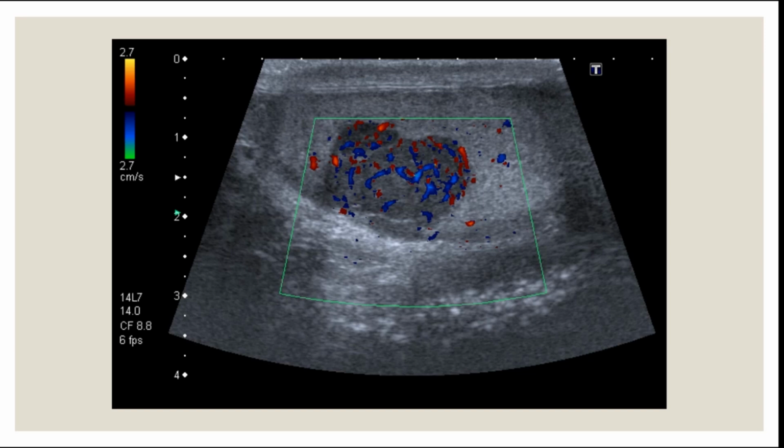Do you guys know how to differentiate between torsion and epididymitis, the inflammation? Exactly. Presence of blood flow or reduced blood flow. Usually in torsion, you might not even see blood flow, but in epididymitis, there's increased blood flow because it's an inflammation.